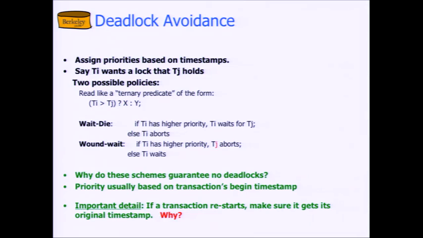Why would you want to do that in a database system? Why favor the elderly, so to speak? Let's answer this question. Important detail, though: if a transaction restarts, make sure it gets its original timestamp. Why? So that you get older over time. If every time you abort you become a newborn, you'll be a baby all the time and you'll never have priority. So if you restart, you keep your original timestamp, and you will get older. So why is it good to favor the elderly?